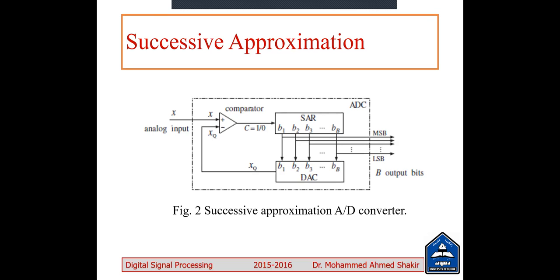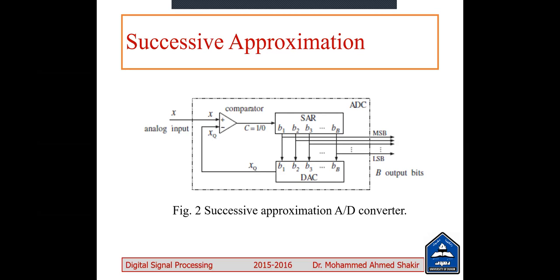And again, determine XQ and compare XQ with the input sample, up to finishing the whole bits. When we reach our last bit, B subscript capital B, again XQ will be generated and the output of the comparator will be stored in B subscript capital B. I mean, the comparator output represents the actual value of each bit at a time.